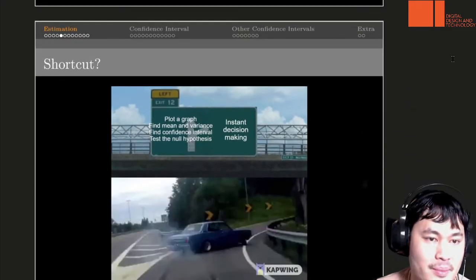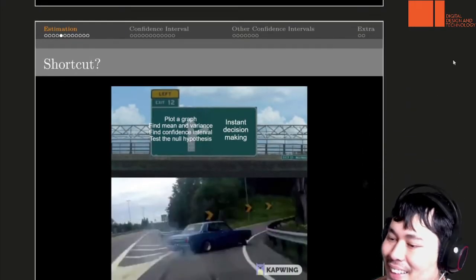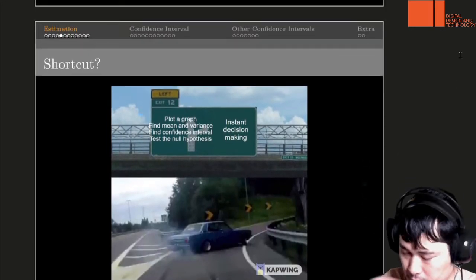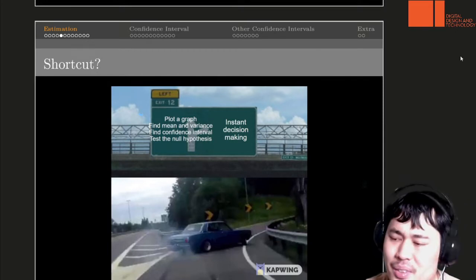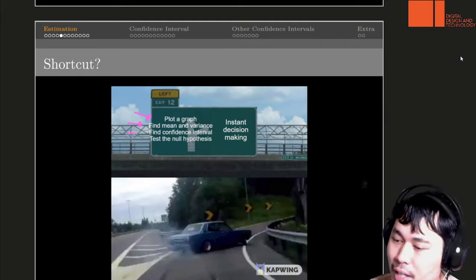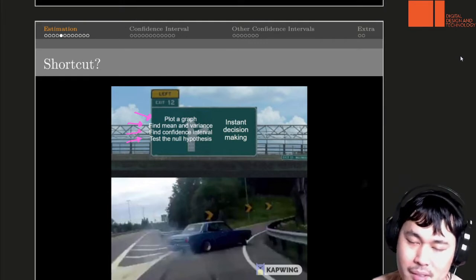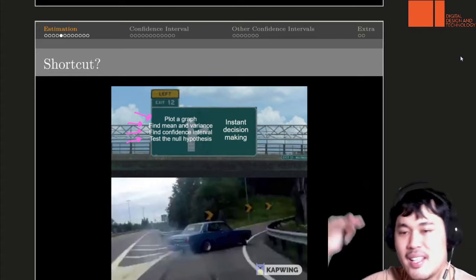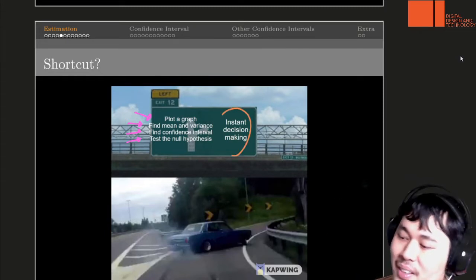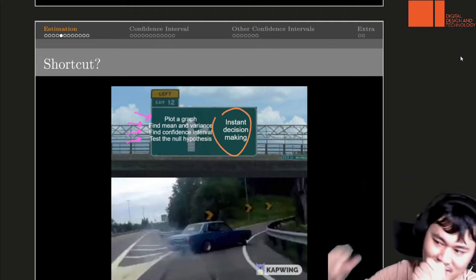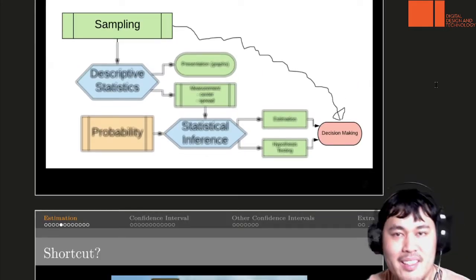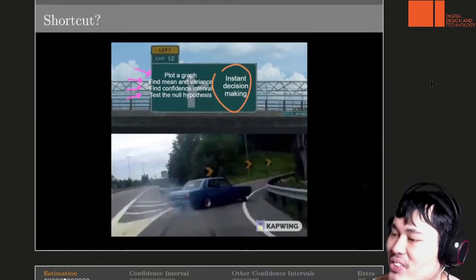To be rigorous, to be academic, they would say you need to put a graph, find the mean and variance, the confidence interval, and test the hypothesis. There are steps you can take to make sure that you get the right number. But of course, there's instant decision making, just go right through it. Maybe it's good or bad, I don't know. It's on you to judge.